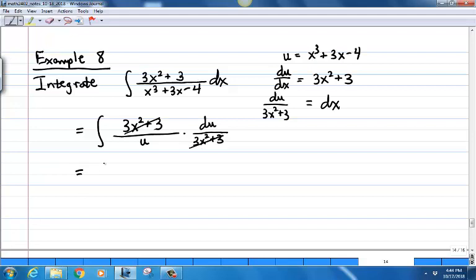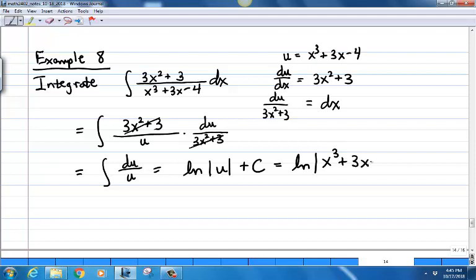And of course, as expected, these 3x squared plus 3 expressions cancel with each other, and so we end up with our standard natural log antiderivative, right? The antiderivative of du over u, which we know integrates as natural log of the absolute value of u plus a constant, and then we just simply undo the substitution, right? So we have as our final answer here, natural log of the absolute value of x cubed plus 3x minus 4, and then plus a constant.